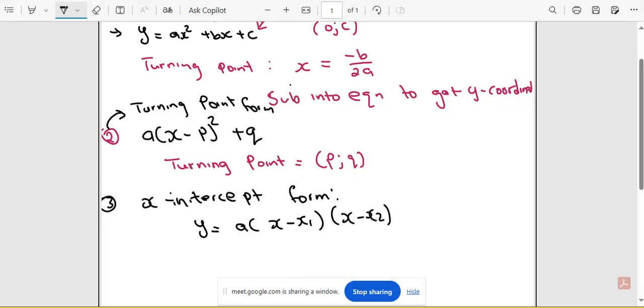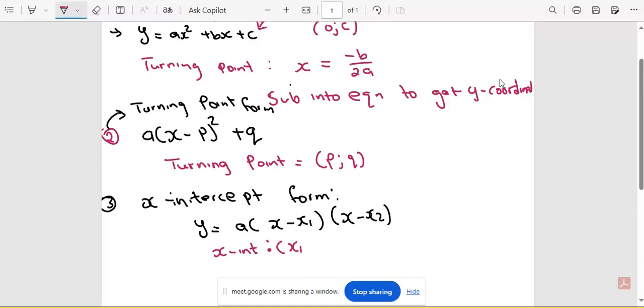When you have something like this, we can quickly say I have my x-intercepts. Your x-intercepts will be the coordinates x1 and 0, then the second one will be x2 and 0, because this is the x-intercept when y is 0. Are you with me on that?